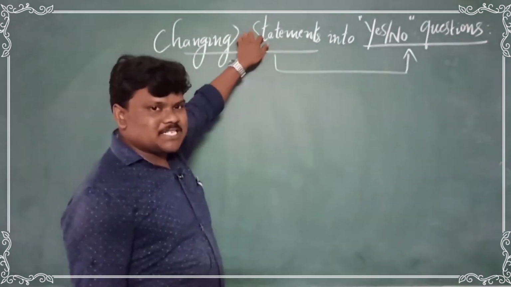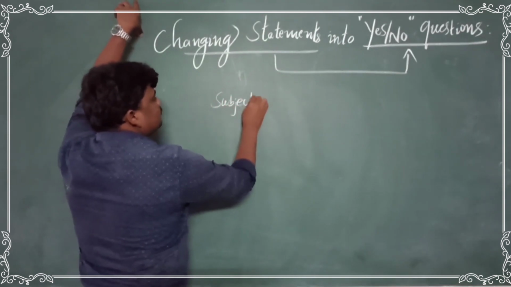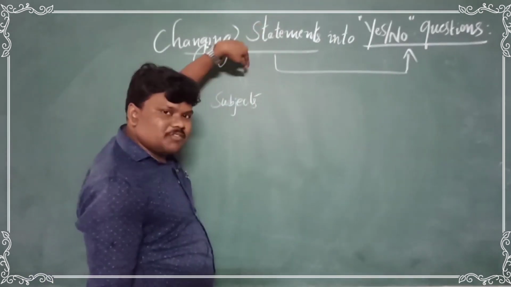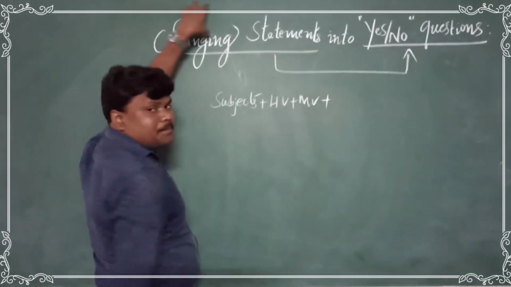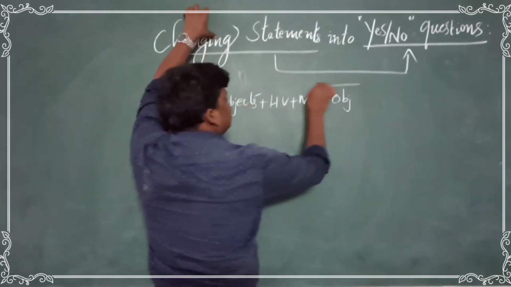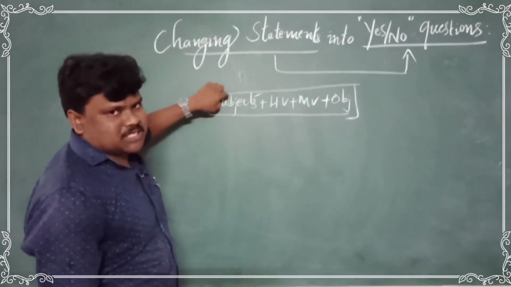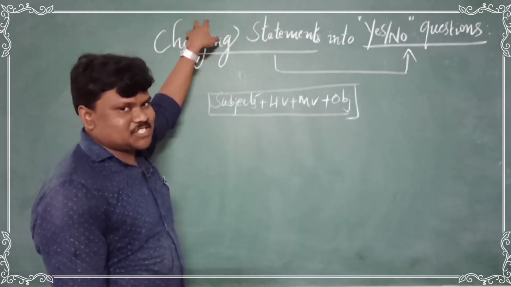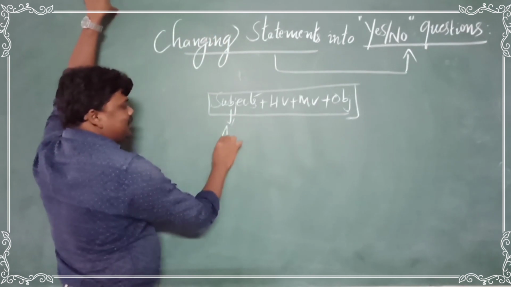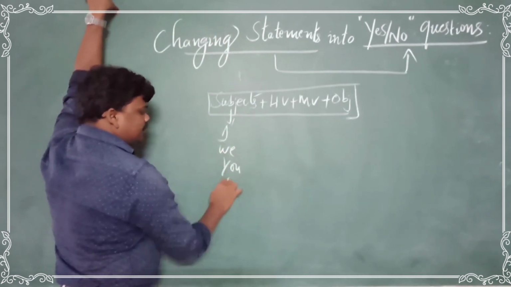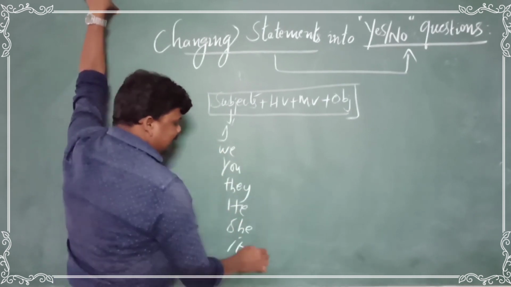These are called statements. Basically, statements always start with subjects, and next a helping verb, and sometimes a main verb, plus an object. This is a statement. Basically, any statement can start with a subject. Here we get a doubt again. What are subjects? Not Telugu, Hindi, English, not that. Here subjects means I, we, you, they, he, she, it, or any name.